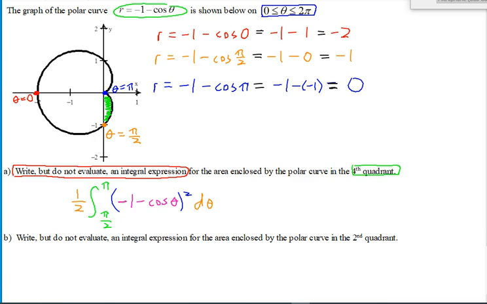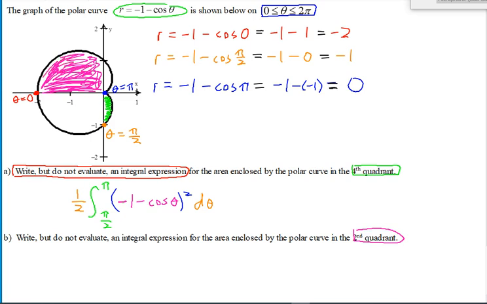All right, now let's take a look at the same thing except it asks for the second quadrant. So the second quadrant, here's the first quadrant or second quadrant. Now we're trying to find the area right in here. What is the area of that region right there?